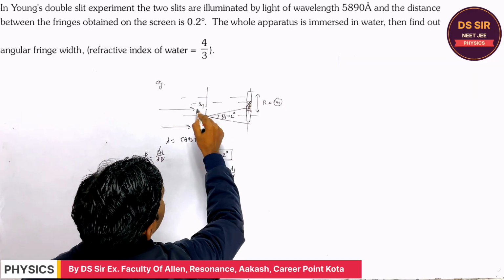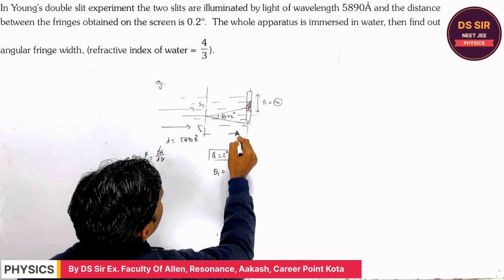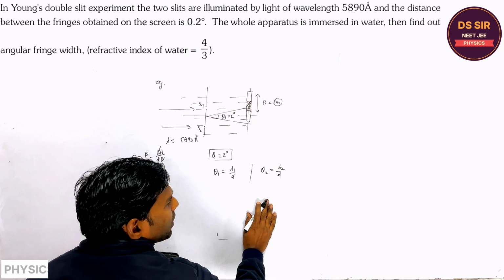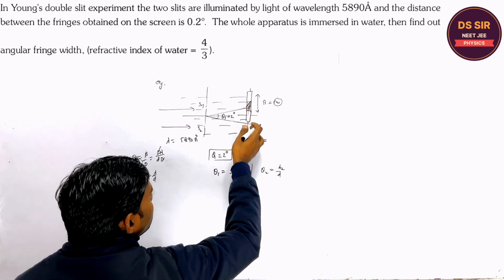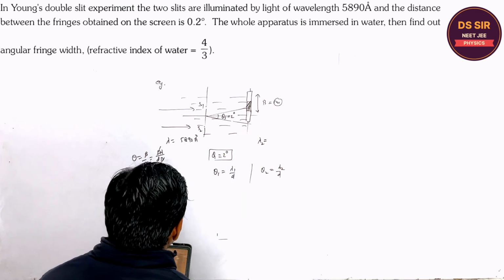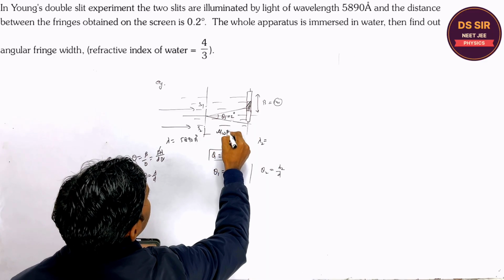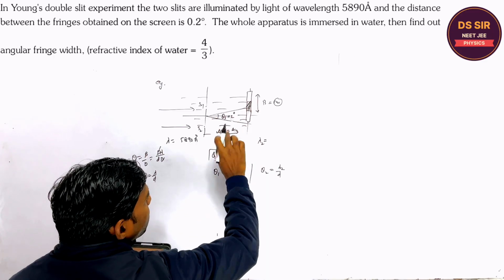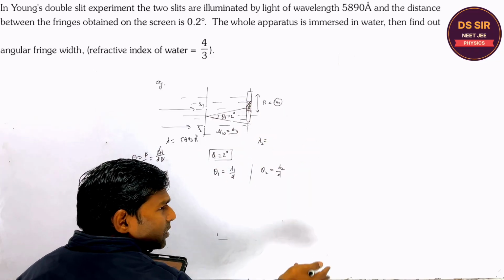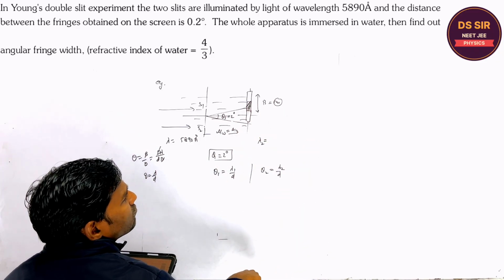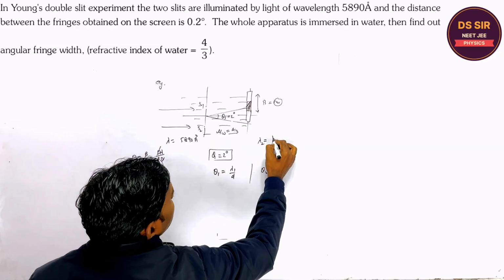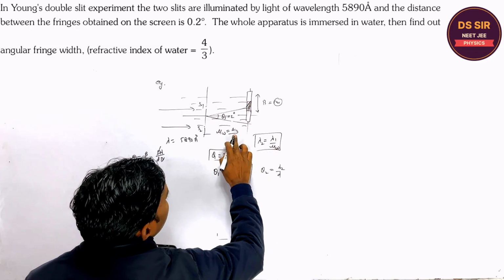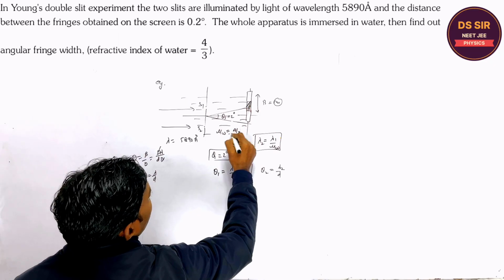But if all the setup is immersed in the liquid, its wavelength is changed. Is it clear or not, you tell? So the wavelength in the medium, the refractive index of the water is what? Say 4 by 3. So in some medium, the wavelength of the light is changed. The frequency remains same. The wavelength becomes lambda 1 upon mu. Is it clear or not? Here the mu is nothing but the mu of water.